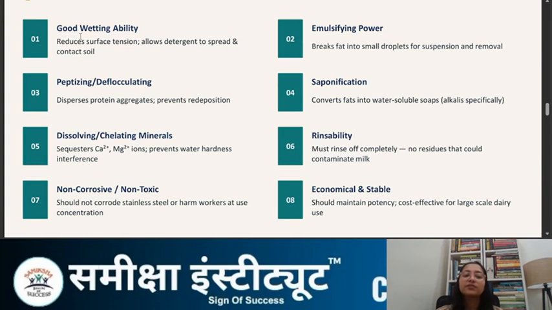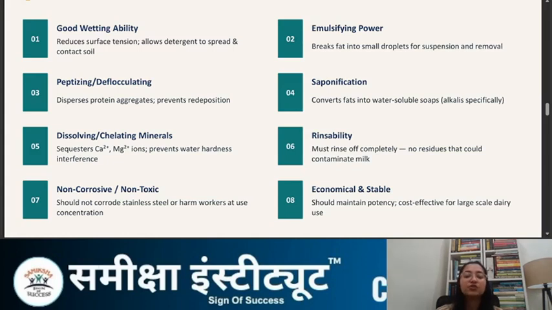First was the wetting property, second was the emulsification action, and third is the deflocculating action. It should disperse the protein aggregates and prevent redeposition. Then the fourth property is saponification. It should also convert the fat into water soluble soaps. Alkali specifically should be able to convert it into water soluble soap. So it should have wetting property, emulsification, deflocculation as well as saponification powers. Alkali has good saponification power.